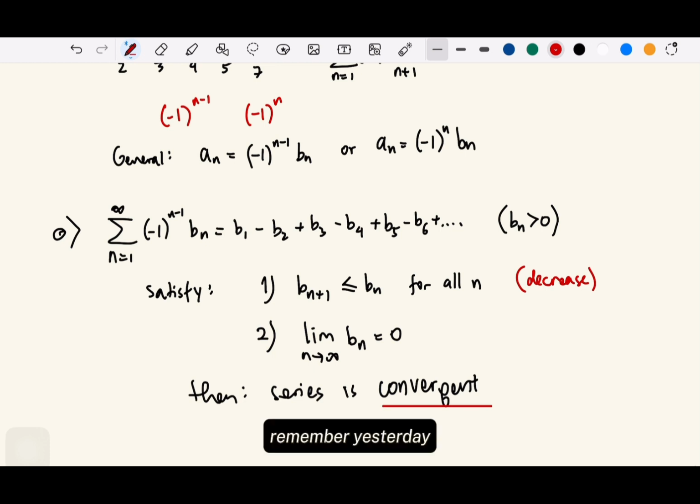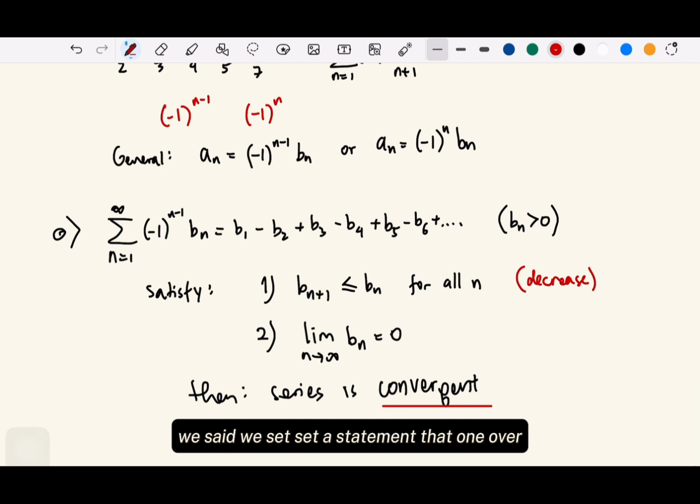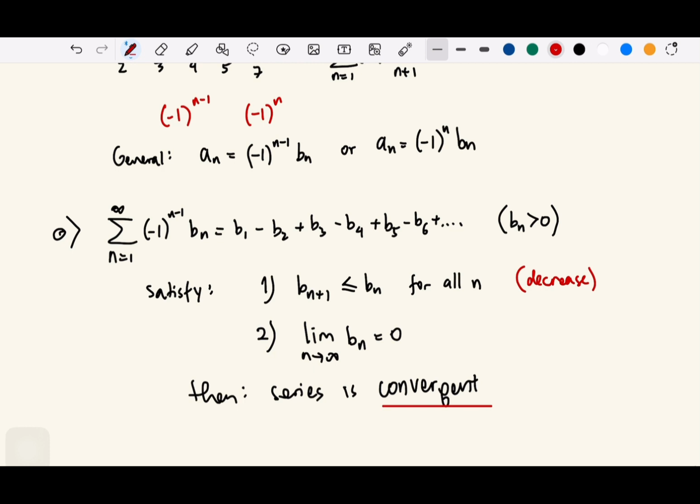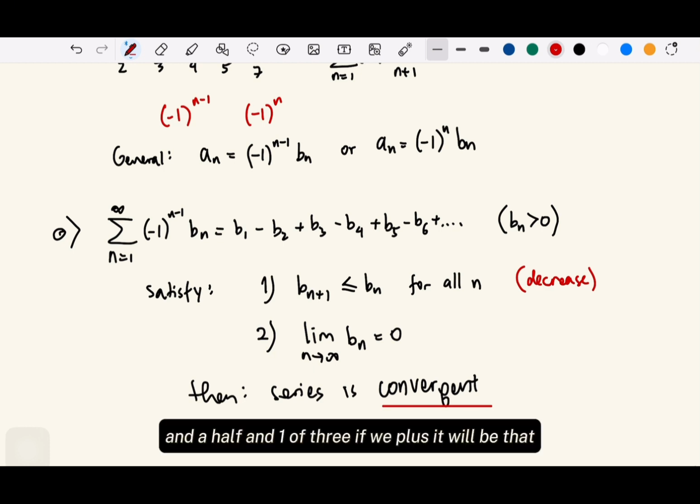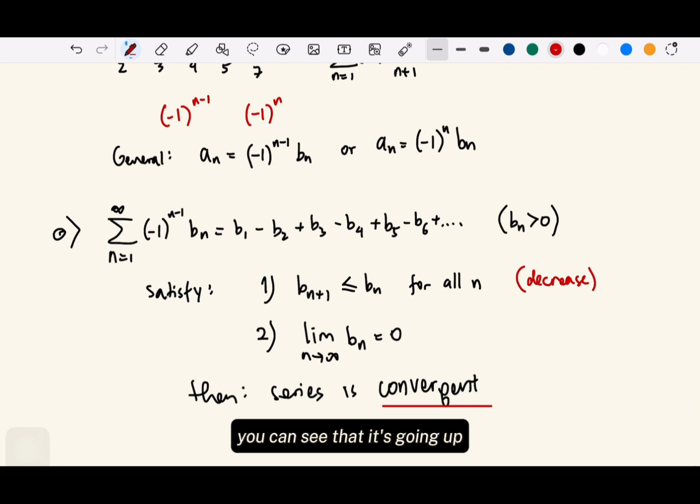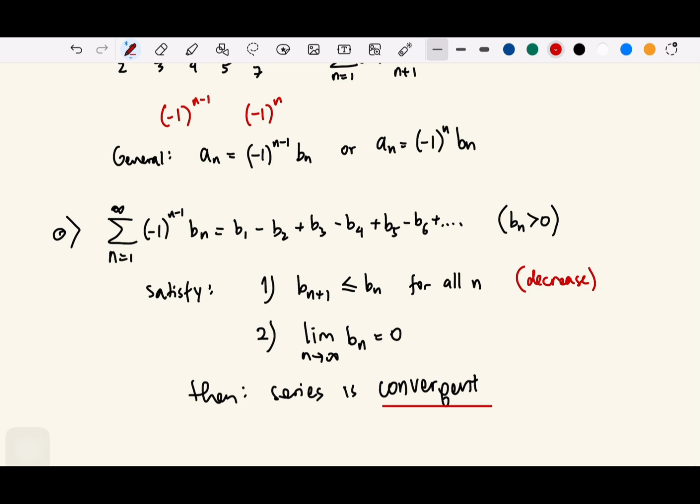Remember, yesterday we said that 1 over n is a harmonic series which diverges, right? But if we take it as an alternating sequence like this, it will converge. You could imagine, like 1 and then half and then 1 over 3. If we add them, it will be divergent. But if we have 1 minus half plus 1 over 3, you can see that it's going up and then going down, but a little bit, and then going up a little bit and then eventually it reaches 0. Okay, can you imagine that?